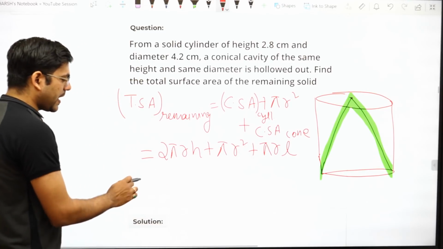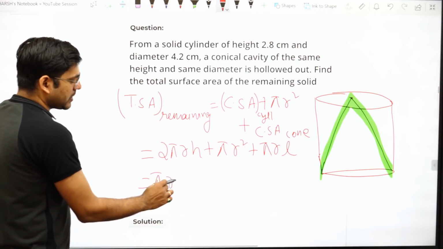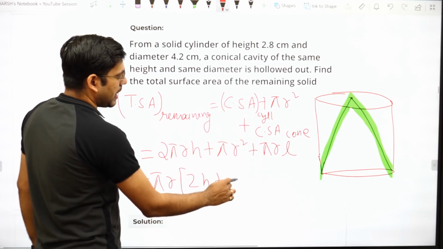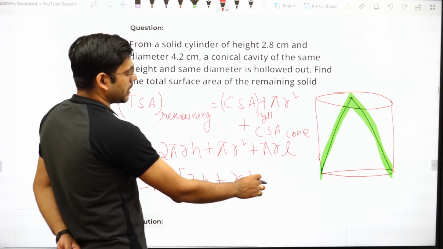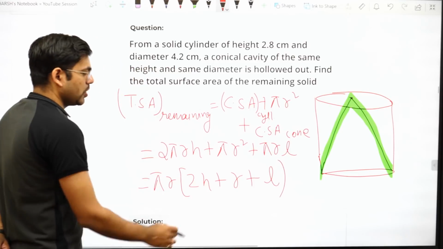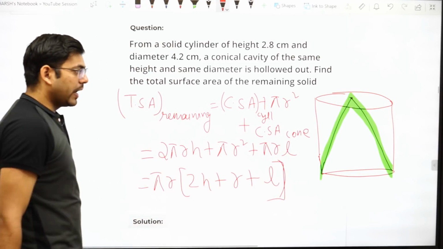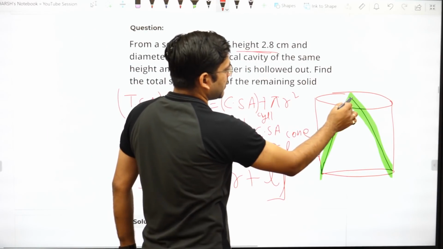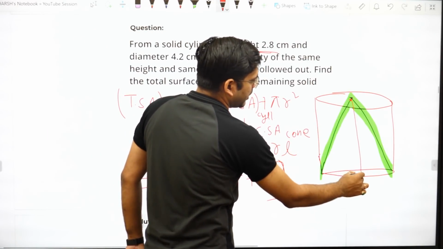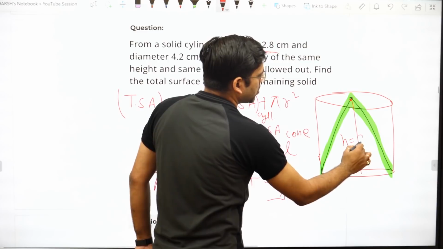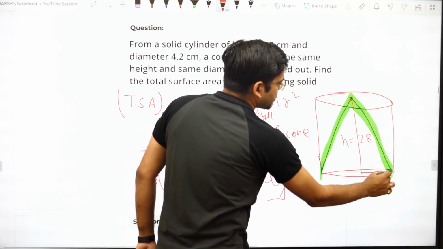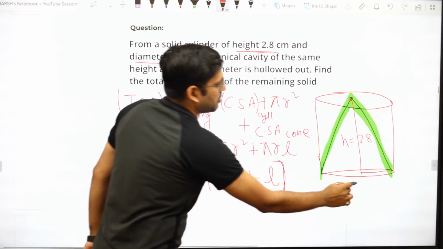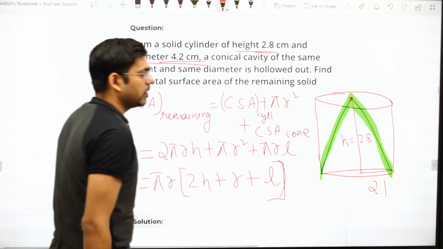So if I take pi r as common, remaining would be 2 times h plus r, plus pi r taken common, l we have got here. So we will be getting all these values. Now we have almost all the values. Height is 2.8. So let me write it down. This is the height, that is h is equal to 2.8. Now this is the radius. So diameter is given 4.2, so the radius would be 2.1, isn't it?